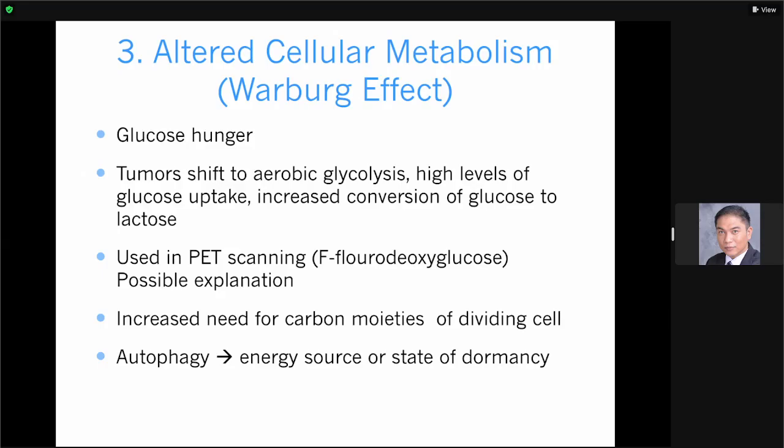And this is a feature of malignant cells that is actually exploited by technology, yung PET scanning. So ginagamit nila is labeled glucose, fluorodeoxyglucose.